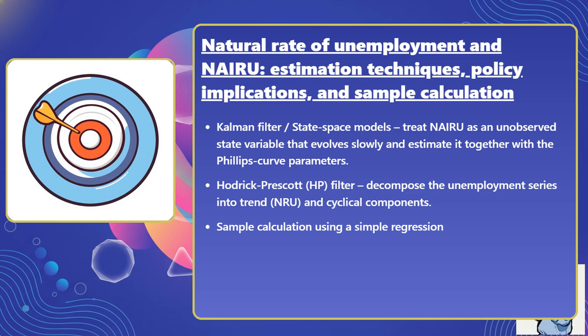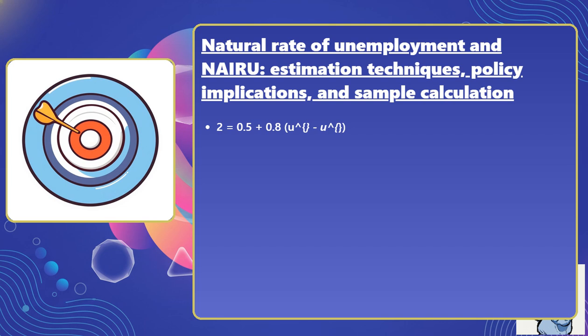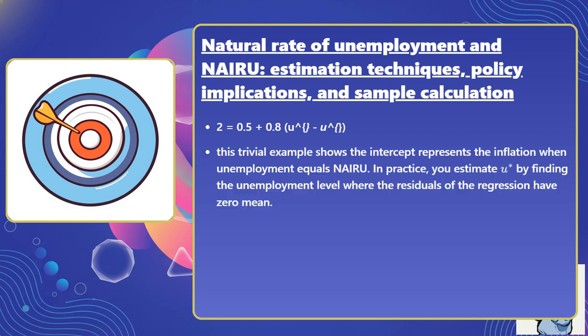Sample calculation using a simple regression. Assume we estimate pi sub t equals 0.5 plus 0.8 times (u sub t minus u star). We have observed average inflation pi bar equals 2%. Set pi sub t equals pi star equals 2% and solve for u star. 2 equals 0.5 plus 0.8 times (U star minus U star). This trivial example shows the intercept represents the inflation when unemployment equals NAIRU. In practice, you estimate U star by finding the unemployment level where the residuals of the regression have zero mean.